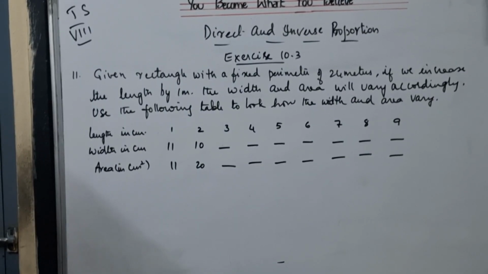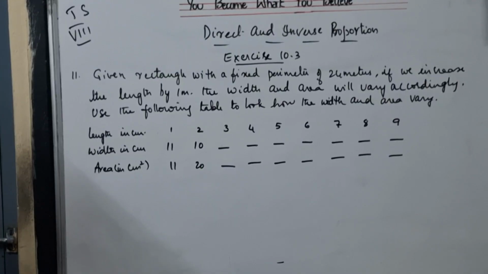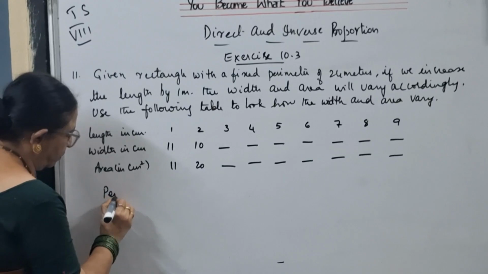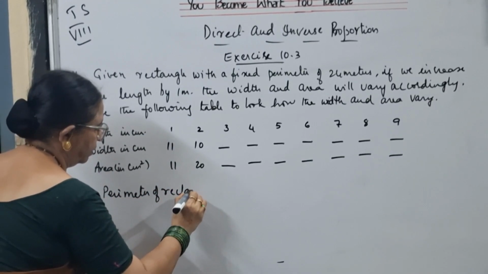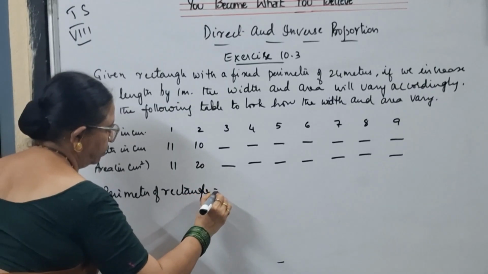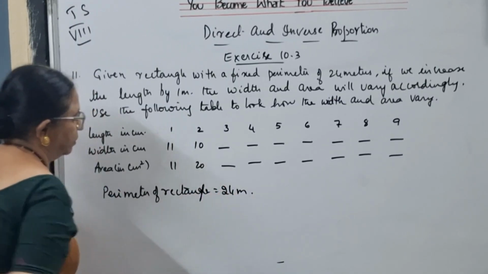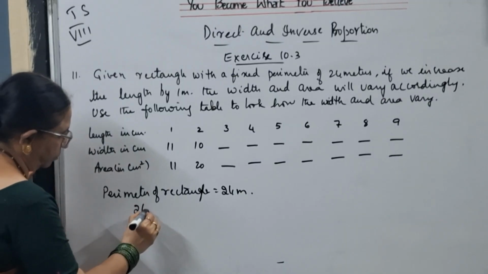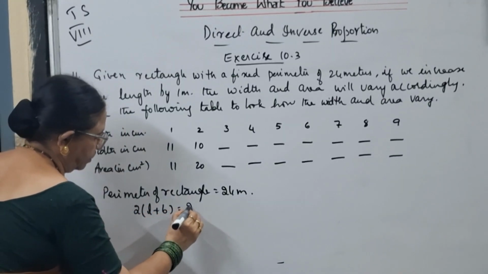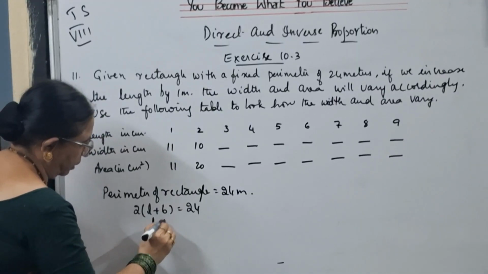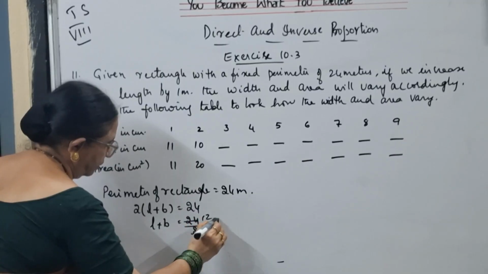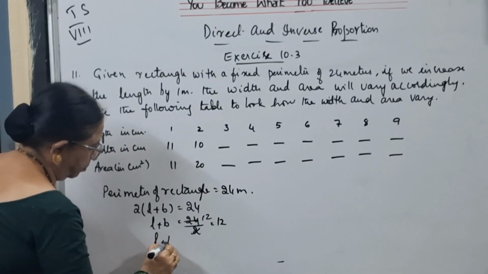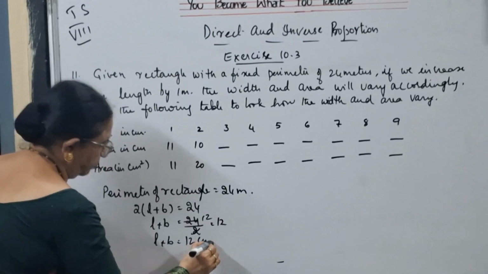Now in the 11th problem, children, we are given a rectangle with a fixed perimeter of 24 meters. So what is given to us? The perimeter of the rectangle is equal to 24 meters. That means 2 into (L plus B) is equal to 24. So L plus B is equal to 24 by 2, that is 12. So we have L plus B equal to 12 centimeters.